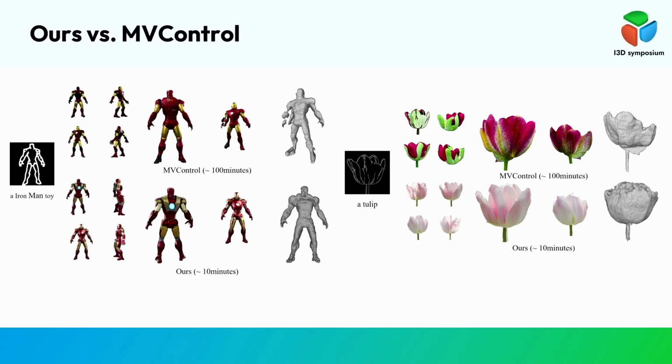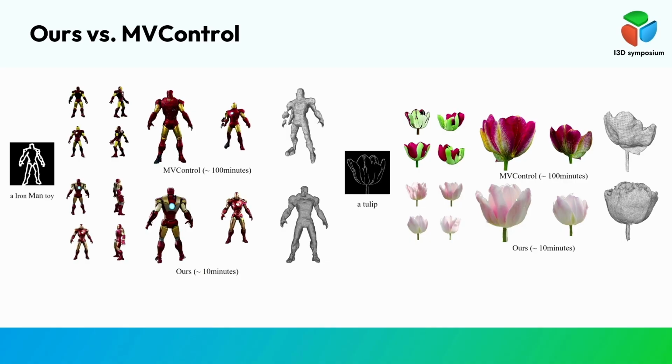In addition, we compare the performance with the latest work, MV control, in terms of controllable generation. The first figure shows that when we input the same text and scribble condition, our method is 10 times faster than MV control, and the generated content is more complete. In addition, details such as hands and feet are handled more accurately.